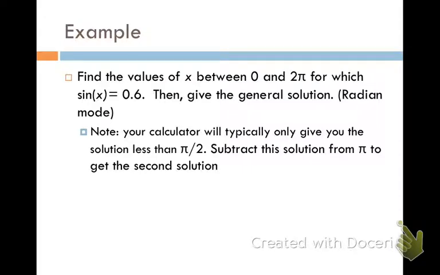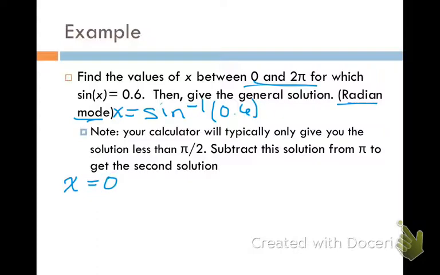So let's do another example. This is one where we're going to use our calculators. Find the values of x between 0 and 2 pi, where sine of x equals 0.6. So I'm going to take the inverse of both sides, which is going to give me x on one side and the inverse sine of 0.6. I'm in radian mode because I'm asked to give my answer between 0 and 2 pi. So check the mode in your calculator, find the inverse sine of 0.6, and we get x is equal to 0.64. That's one solution. That's in the first quadrant.